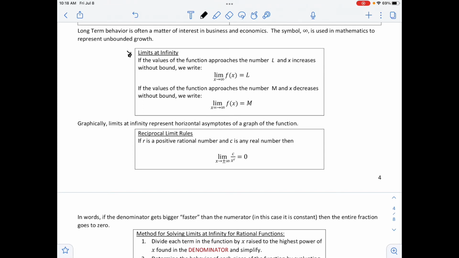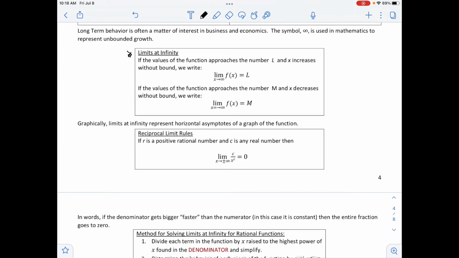And if the value of a function approaches the number m as x decreases without bounds, so we're saying the limit as x approaches negative infinity of our function equals m. Graphically, limits at infinity represent horizontal asymptotes of a graph of a function.